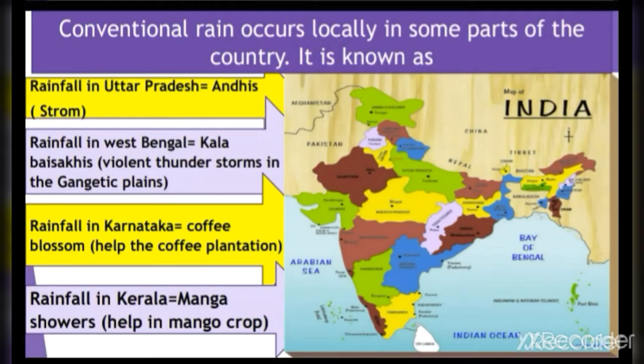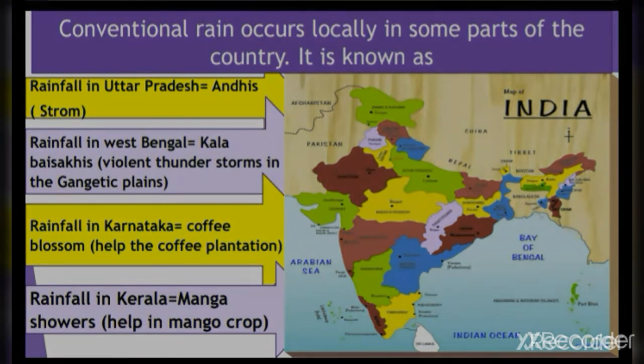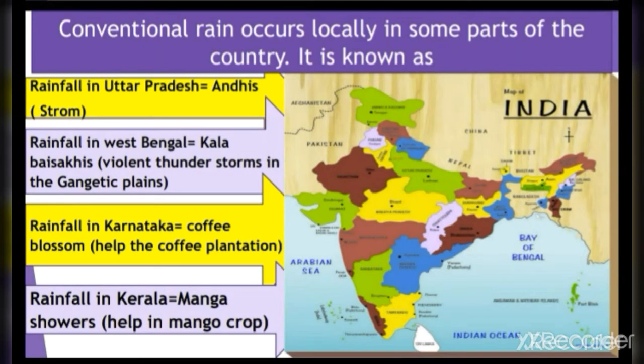Conventionally, rain occurs locally in some parts of the country. First one is in Uttar Pradesh. Rainfall in Uttar Pradesh in the summer season is known as Andhi. Like that in West Bengal.